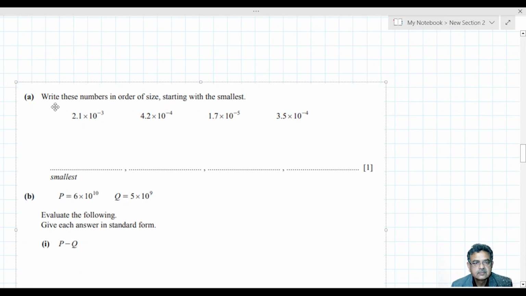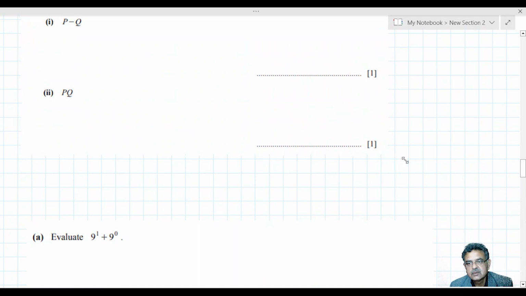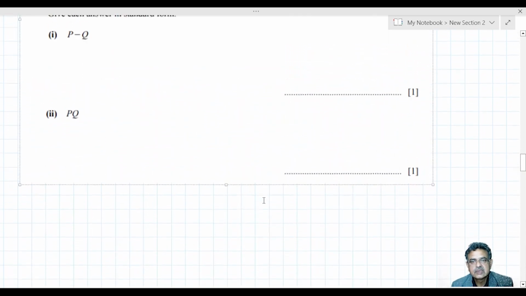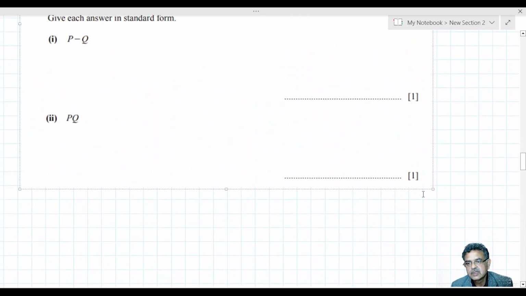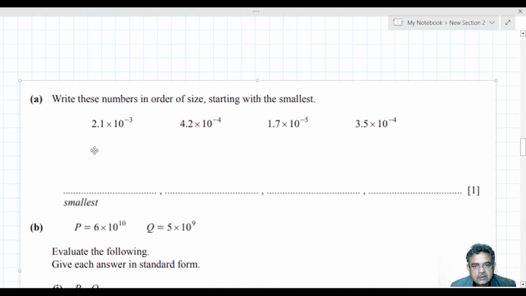Okay, now write these numbers in order of size, starting from the smallest. How can we decide about the smallest? First of all, we will consider their powers of 10. The value which has the smallest power of 10 will be the smallest numerical value. So here decimal places are same. So this will be the smallest.